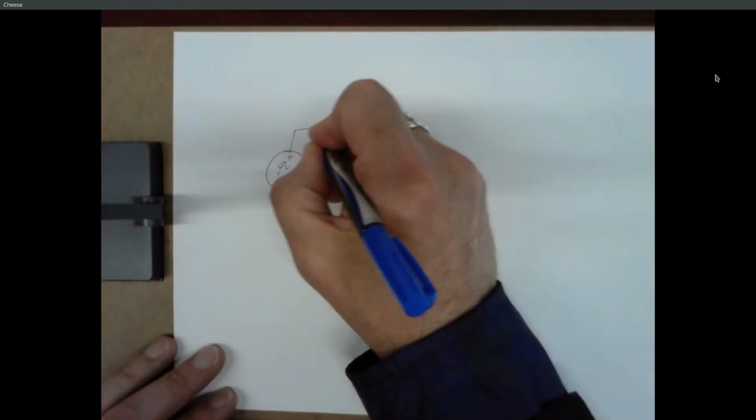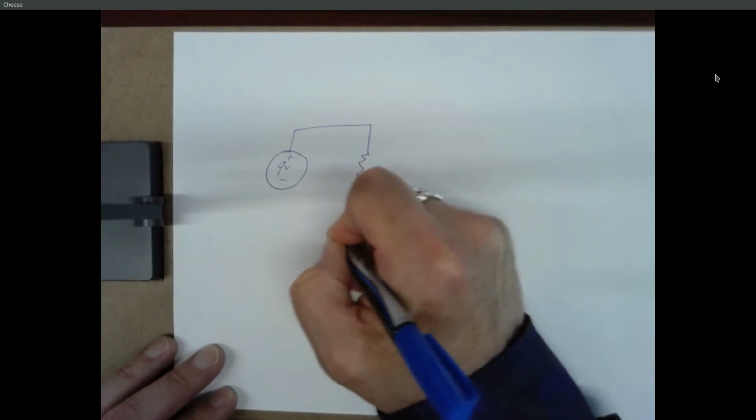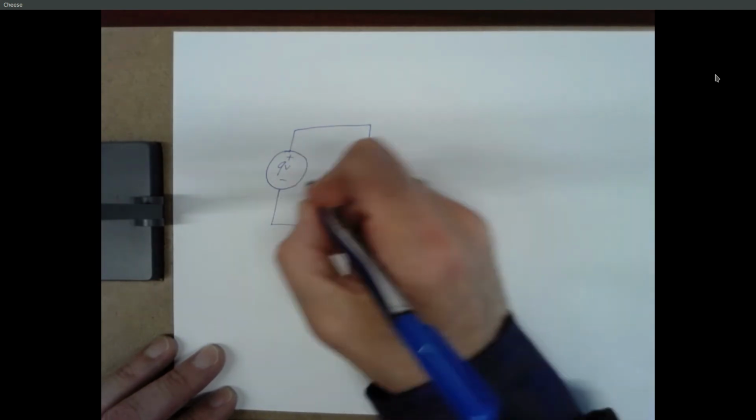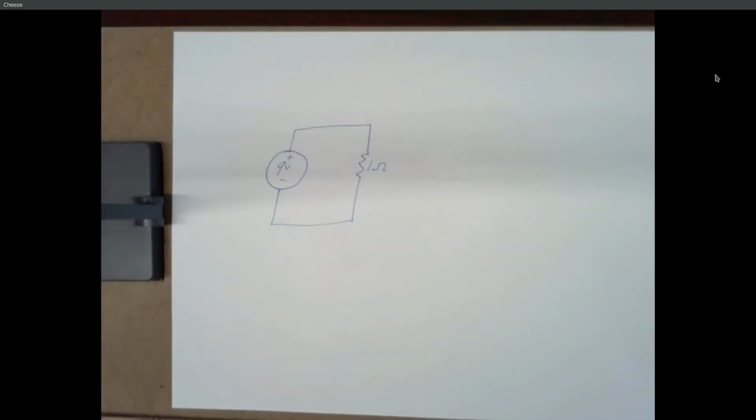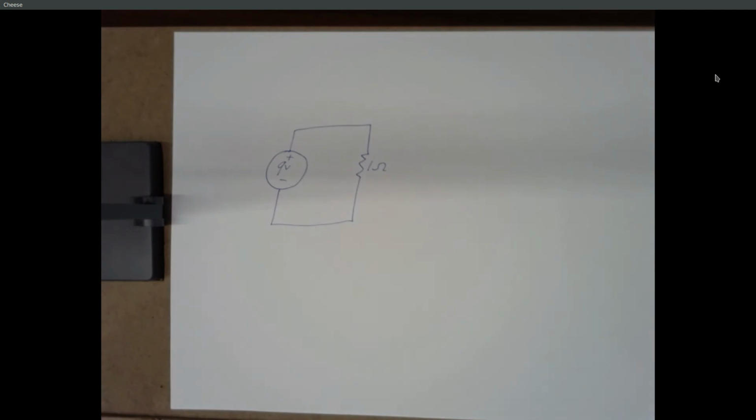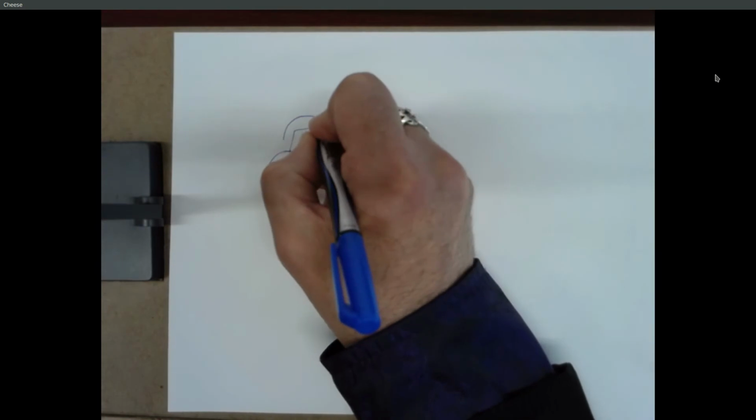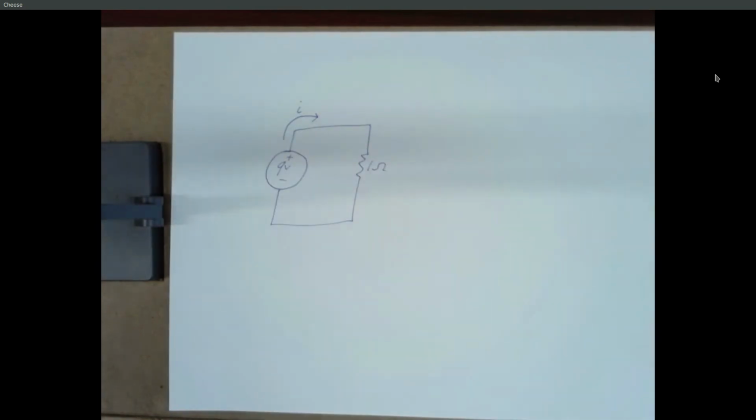All right, so here's a voltage source, and here's a resistor. And let's say this is 1 ohm. And we want to analyze this circuit. It means we want to figure out the voltages and currents, right? For me, it's easier to think of current coming out of the positive of a source, but you can draw your current any way you want. But I'm just going to draw an arrow here and say this is I.